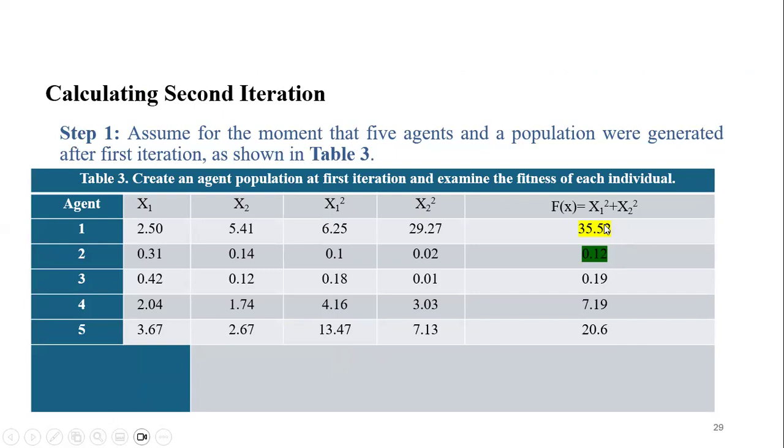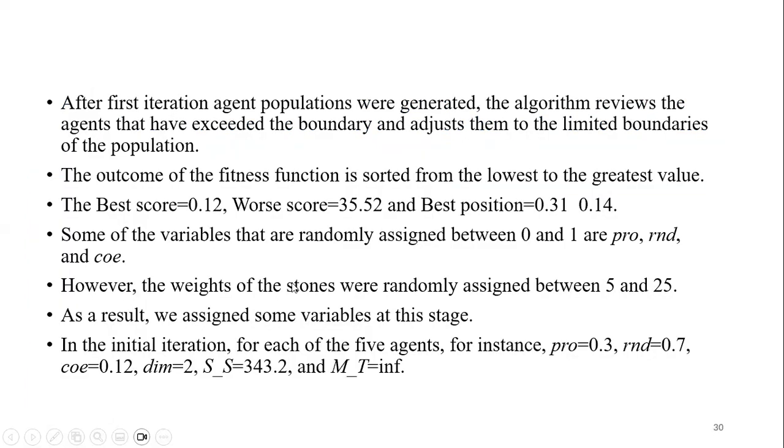Then these are the values. And we found that in the second iteration, this value got worse, but still we have the minimum. Agent 2 has the best score, or the best position, we have. It has 0.31 and 0.14, that's X1, X2, and that's the fitness, 0.12. It's the best. Now, having said that, in each iteration the random values are changed.